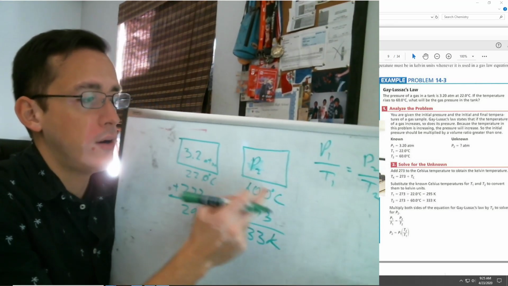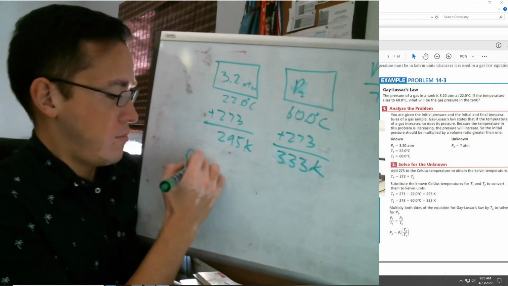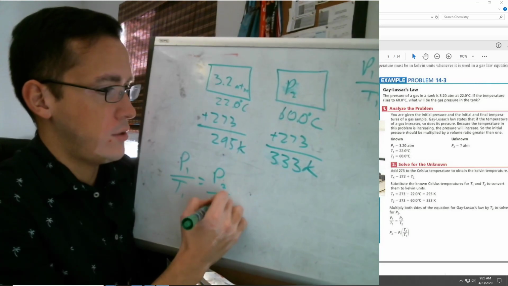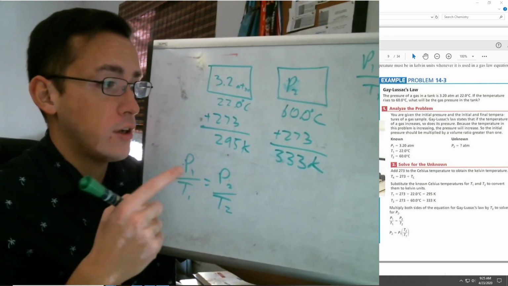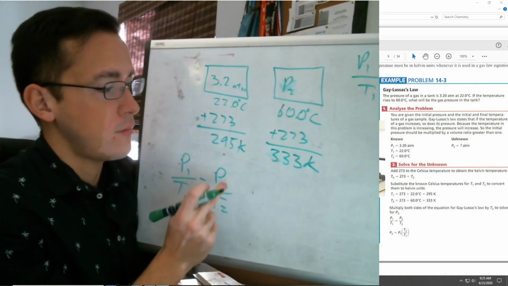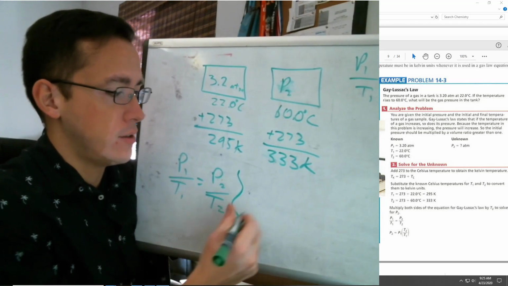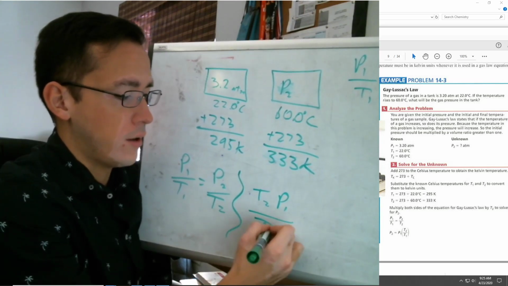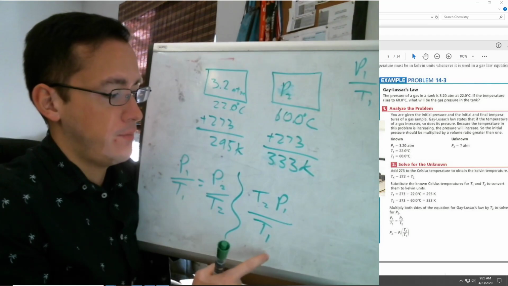We also have P1, but we do not have P2. So let's go ahead and write our equation down here. P1 over T1 equals P2 over T2. Remember what we're looking for? We're looking for P2. So solve for P2, and the way we do that is multiply both sides by T2. So now we have T2 multiplied by P1 over T1, right? Because that went up here.